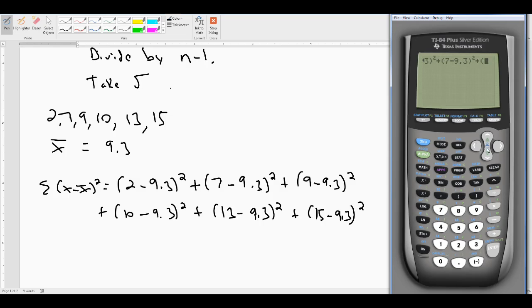I probably distracted myself. I've already done 7. I don't want to do 7 again. 9 minus 9.3. So I'll just talk to you. Squared plus 10 minus 9.3 squared plus 13 minus 9.3 squared. I don't know what that is. I forgot my minus sign. Do you see that? Second, delete, which is insert, minus.